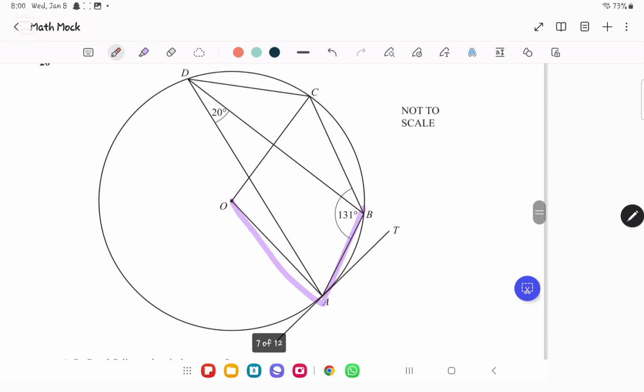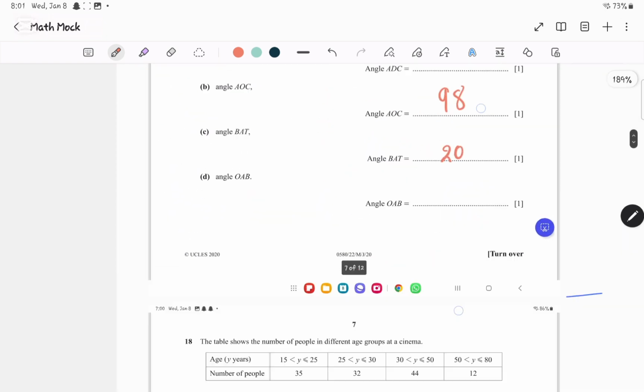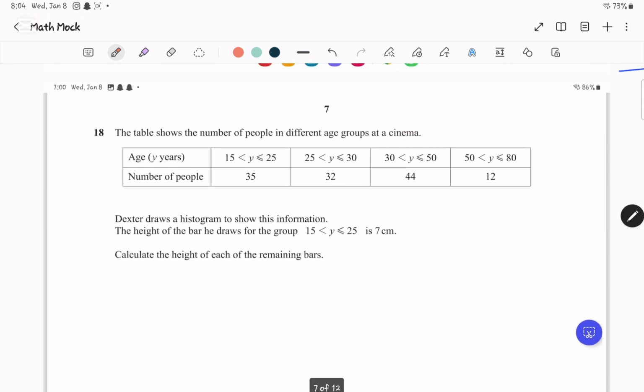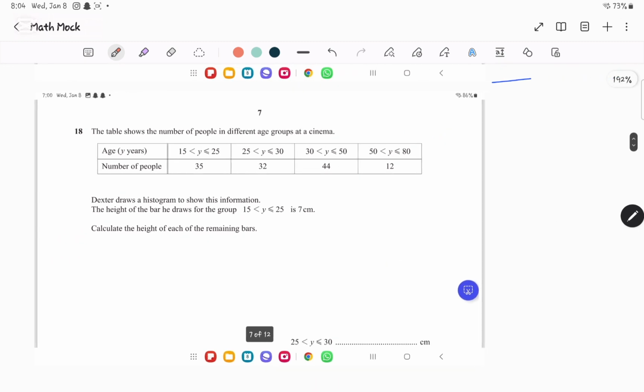Now, very simply, if you remember, we said that angle OAT is 90 degrees. Okay, and we found that angle BAT is 20 degrees. So what's left is angle OAB, which is 90 degrees minus 20 degrees, which is then 70 degrees. So that gives us our final answer, which is then 70 degrees. So now we are moving on to the next past paper. The next past paper is the last past paper of paper 2. After that, we will move on to paper 4. And we have only 2 questions, which are 18 and 21.